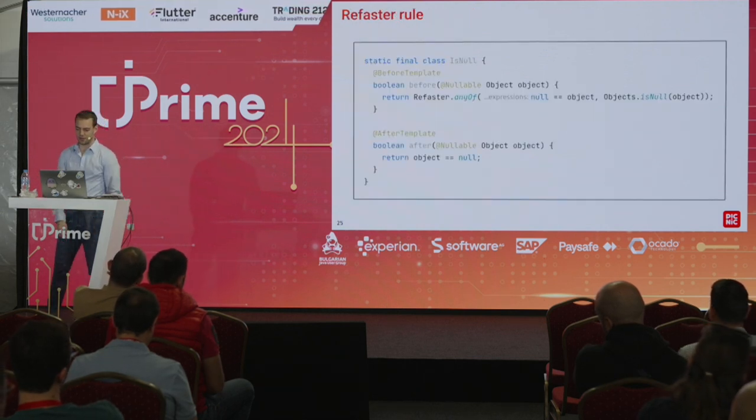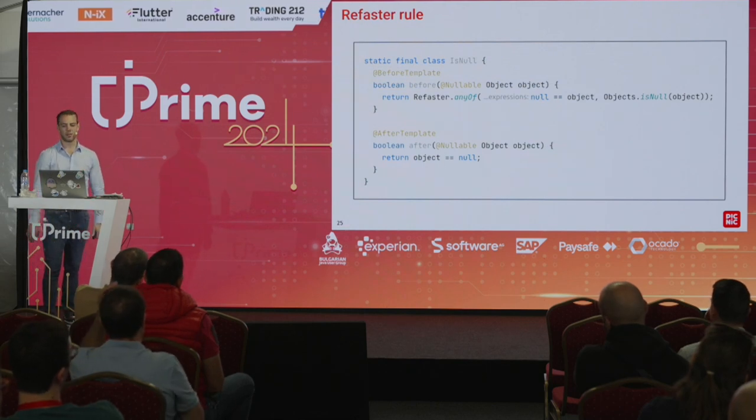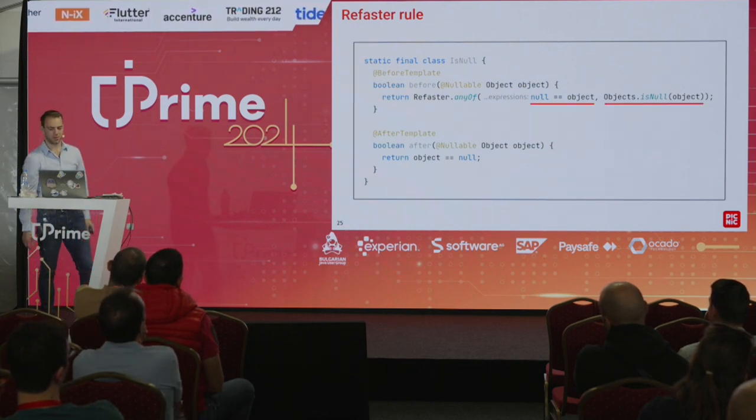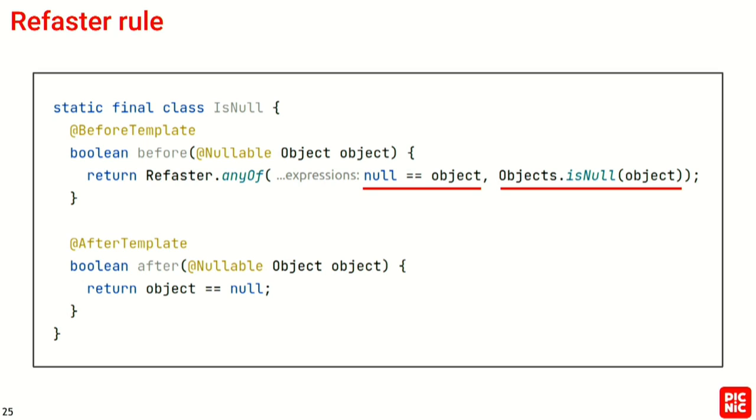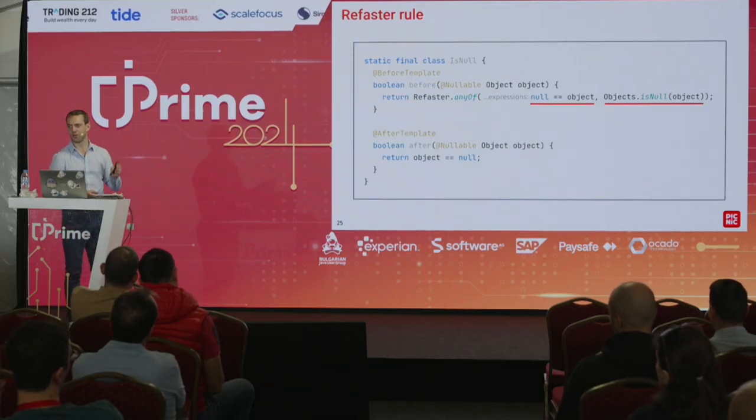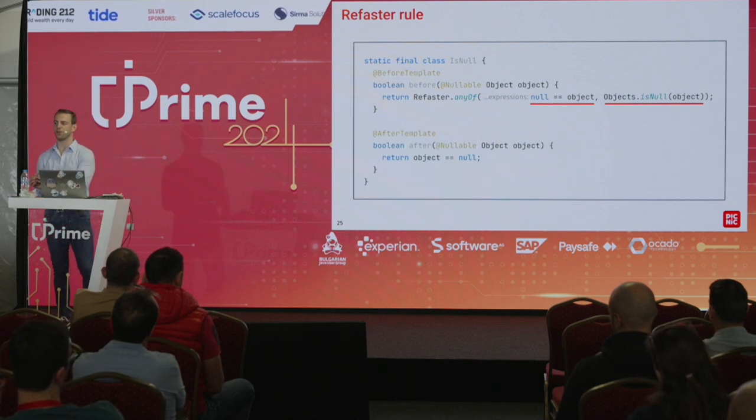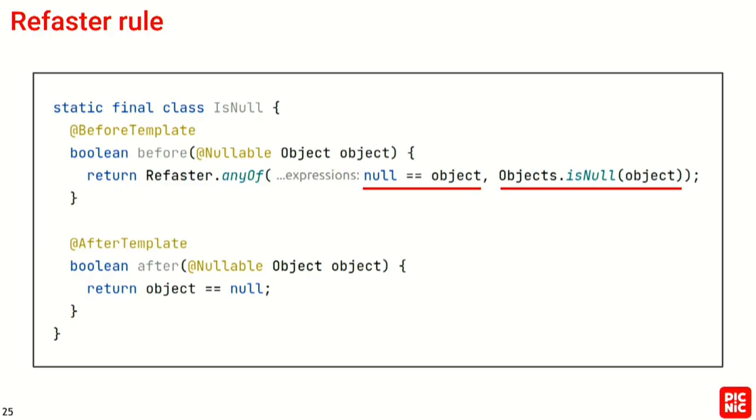I want to show you a simple example because, well, why are we doing this? In this example, there are basically three ways of writing one and the same thing. You see in the before template, we have a null equals object and an object dot is null. In the after template, we have the opposite, object equals null. So with one refactor rule, we can say, please match the first two cases, and if you find them, rewrite them to the content of the after template. So we allow for only one way of writing this in our code base, and we fix it automatically for you if you write one of the first two.